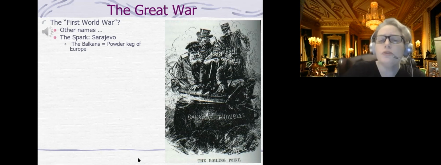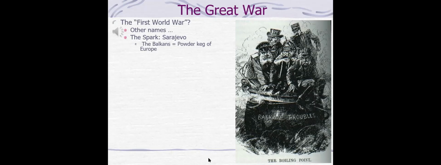And what you see over here in this particular cartoon, and I love political cartoons of the late 19th and early 20th century, they're fabulous, is all of the European leaders sitting on a pot that's about to boil over, and on the pot is written the Balkan Troubles. They've reached a boiling point, and nobody quite knows when it's going to go over.